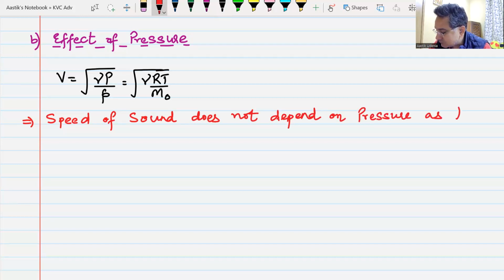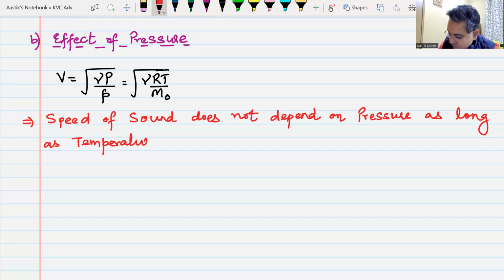As long as temperature remains constant. If you are changing the pressure and that causes a change in temperature, that is a different thing. In that case, the speed of sound changes. Speed of sound has not changed because you have changed the pressure. Speed of sound changes because you have changed the temperature.